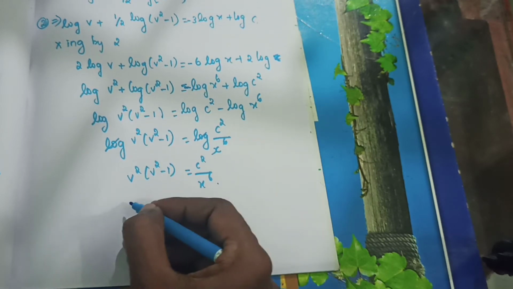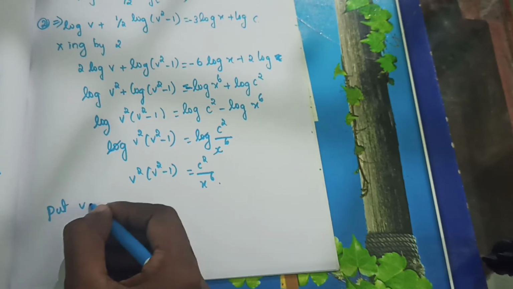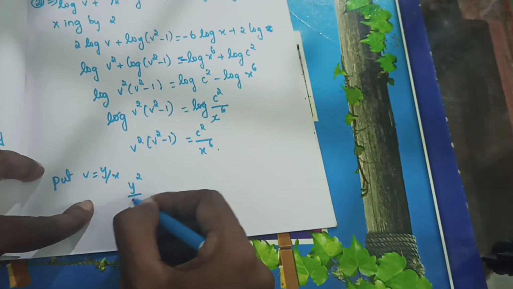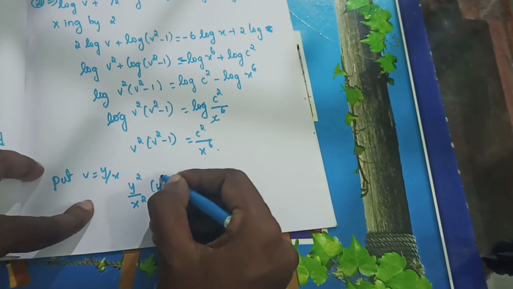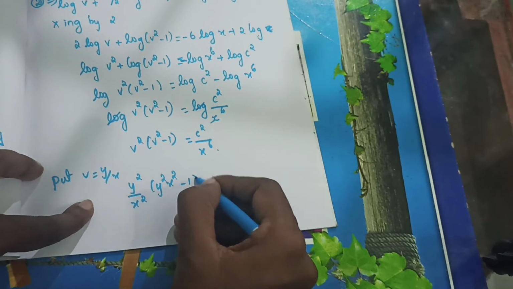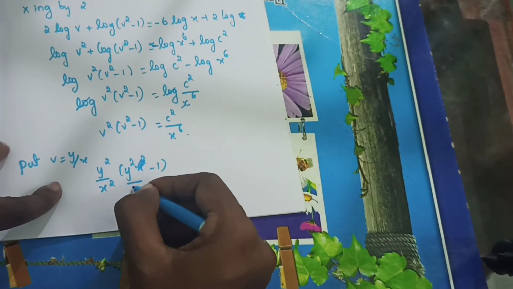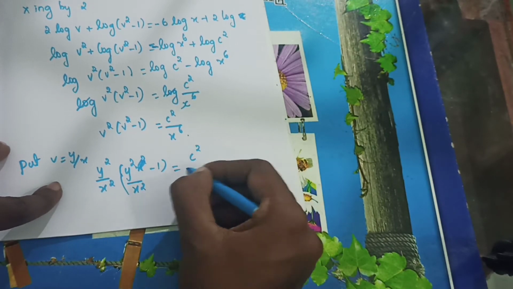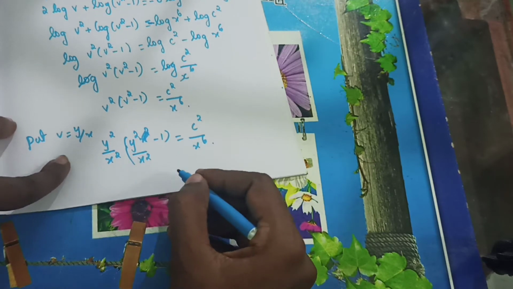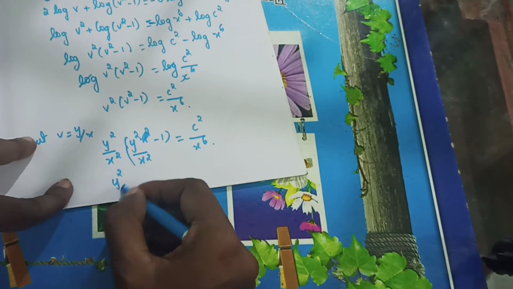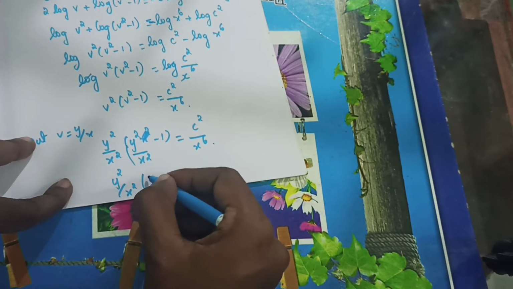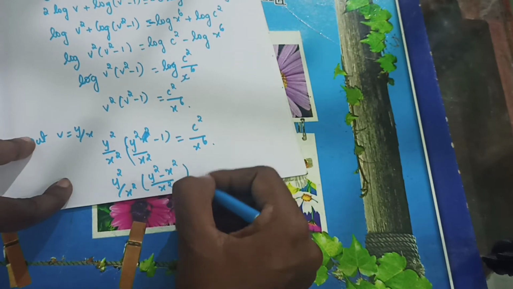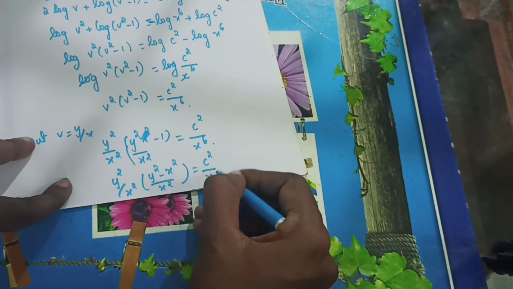What's the value for v square? It would be equal to y by x. Is it right? Substitute: y square by x square into (y square by x square minus 1) is equal to c square divided by x power 6. Okay, now we are going to simplify. y square by x square into (y square minus x square) divided by x square is equal to c square divided by x power 6.